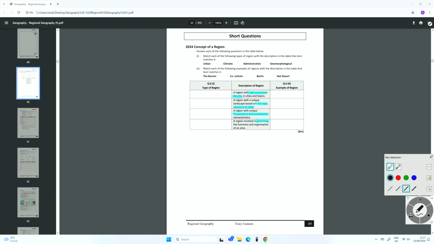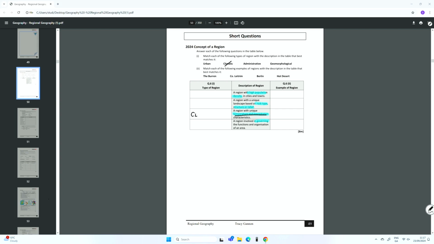So the first thing here we see is part 1, we want our different types of regions. We have urban, we have climatic, we have administrative, and we have geomorphological. Just a reminder, I'll probably slightly abbreviate here, so just be aware of that. Now I'm going to go for the one that is the easiest. It's the most straightforward here. So I'm going to go for maybe climatic. So I see temperature and precipitation here. So I'm thinking that's a climatic region.